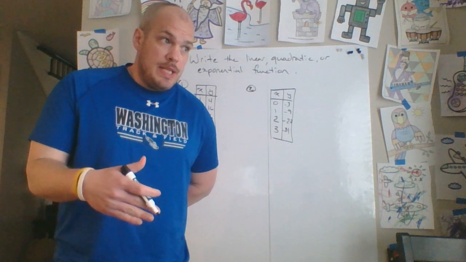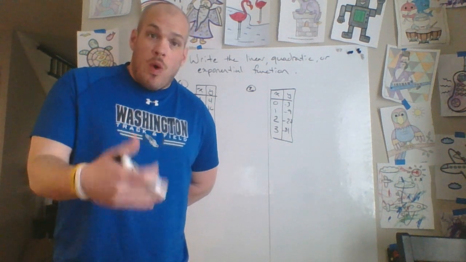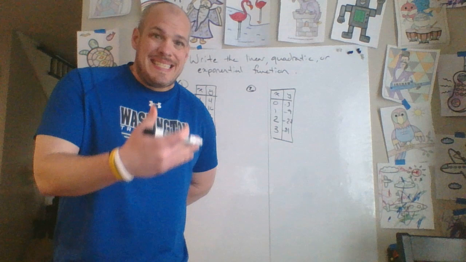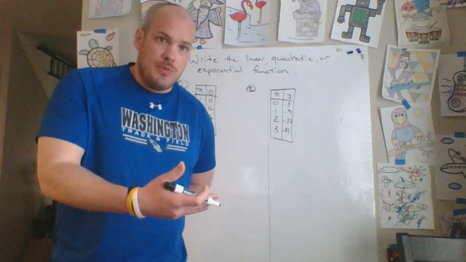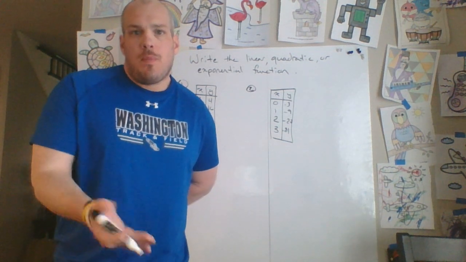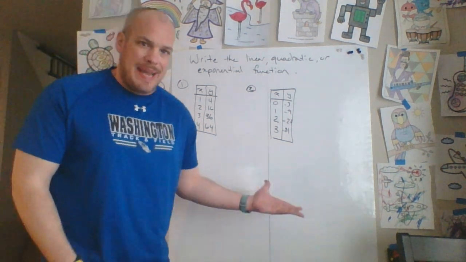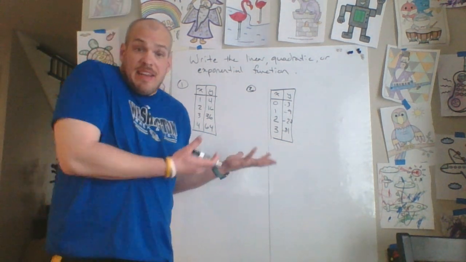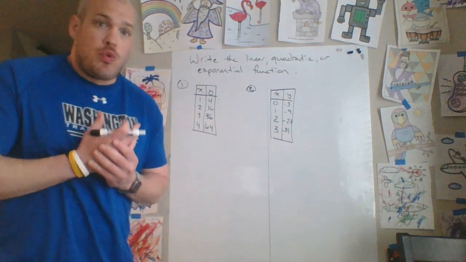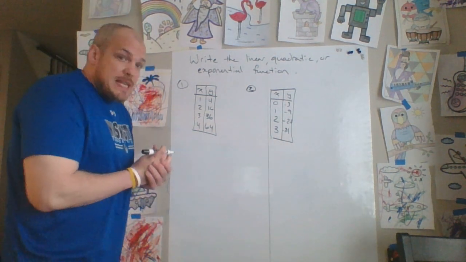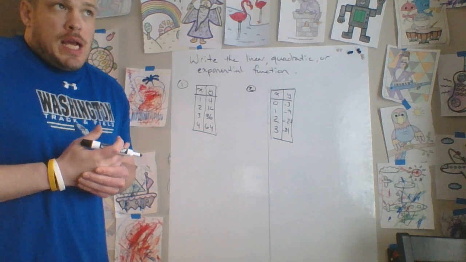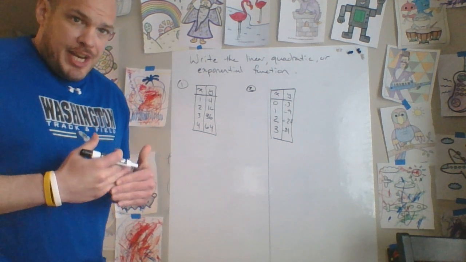Linear is for every one x value, we're going up by a consistent y value, by twos, by threes, and that's our slope. But sometimes it's hard to identify the difference between a quadratic and an exponential function when given in a table. So we're going to talk about how we can write these. First, we need to identify how something is changing.